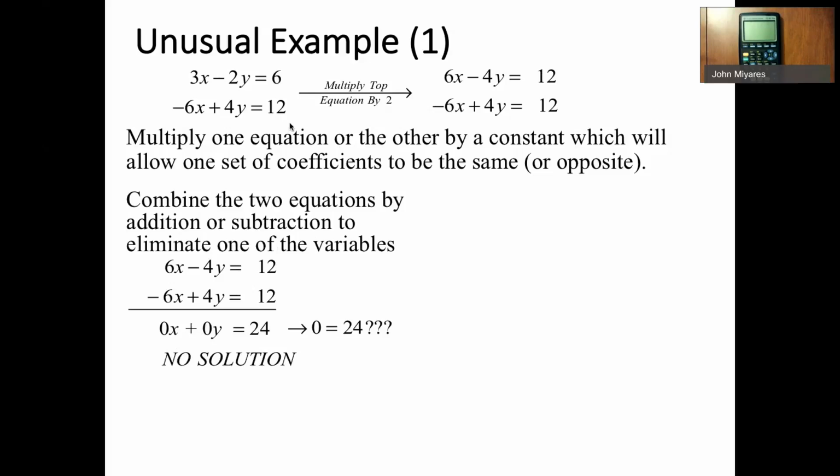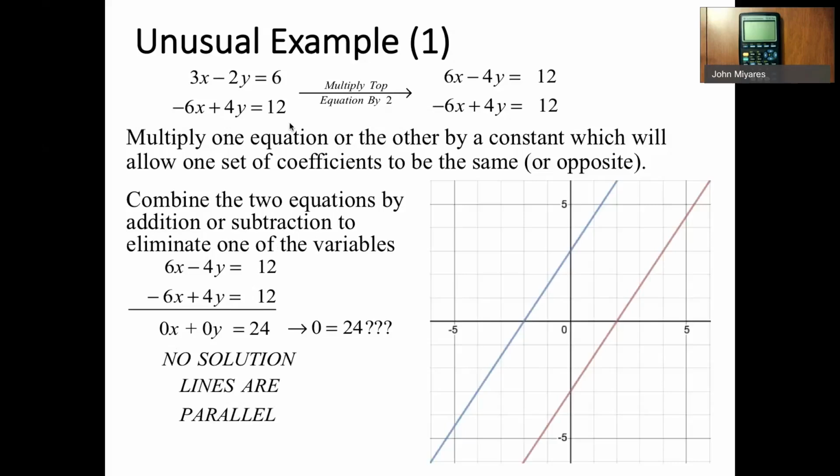This might seem a little disconcerting, so I'm going to pull up Desmos here and we'll try to graph these equations. And what you'll see is that the two lines that are represented by the equations are parallel to each other. The problem with this is that if we're saying that the solution to the system of equations is going to be at the intersection point between these two lines, and the lines are parallel, then there is no intersection point. And therefore, there cannot be a solution.